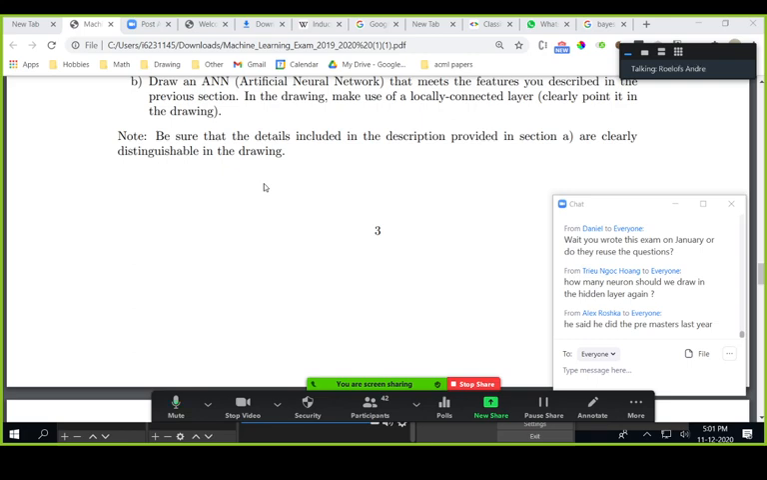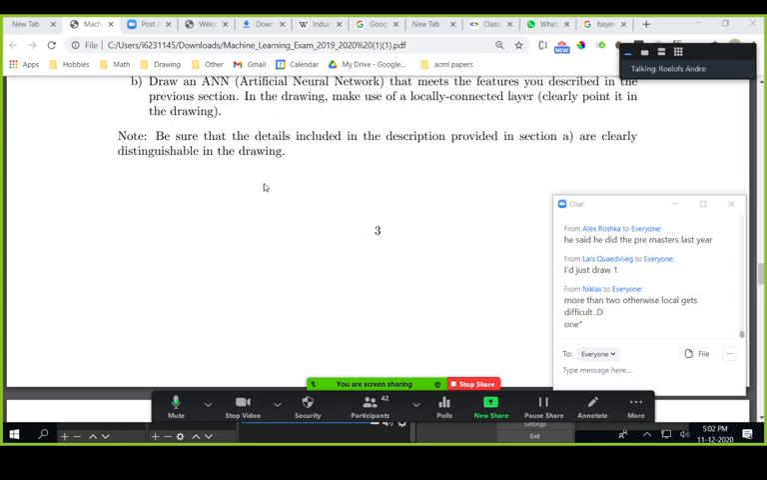How many neurons should you draw in a hidden layer? Well, that's up to you, because you did not define how many neurons your connected network had. So you can just draw 2 neurons, and then connect half of the inputs to 1 neuron and half of the inputs to the other neuron. More than 2, otherwise local gets difficult. I just draw 1. You just draw 1.